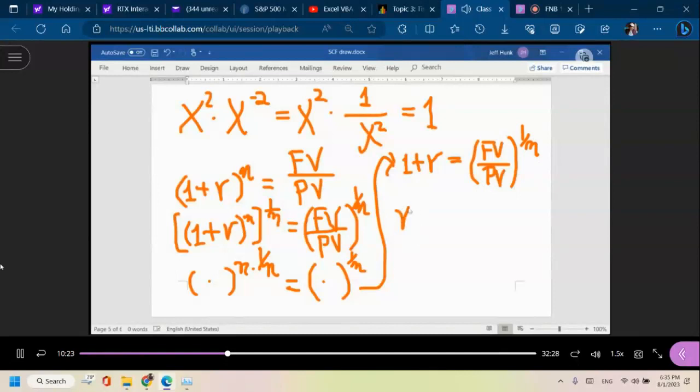Now, solving for r means just isolating r on the left-hand side. What do you need to do? You'll subtract 1 from both sides, or transpose, move 1 to the other side. And what does it become? FV over PV, or P, raised to 1 over n, minus 1.